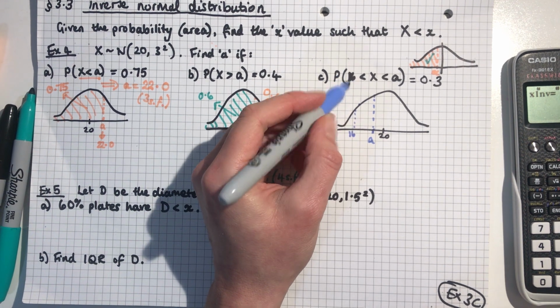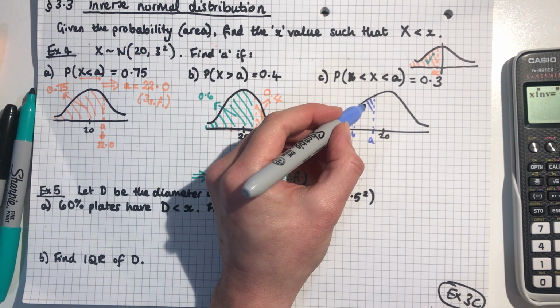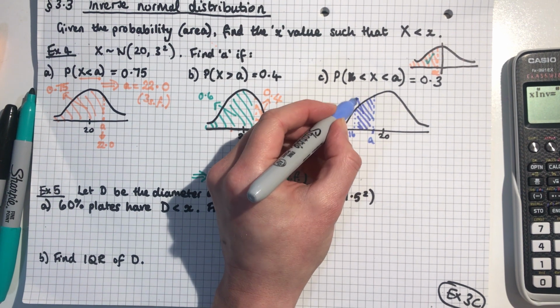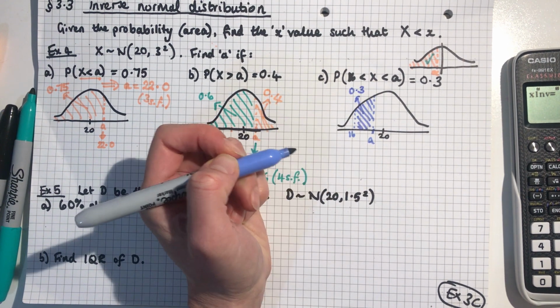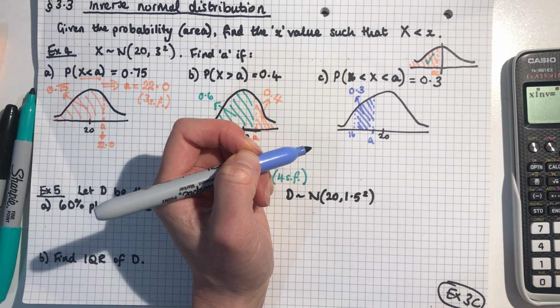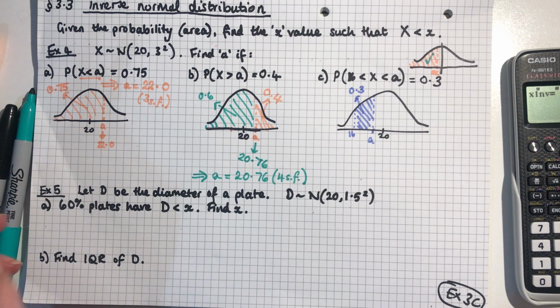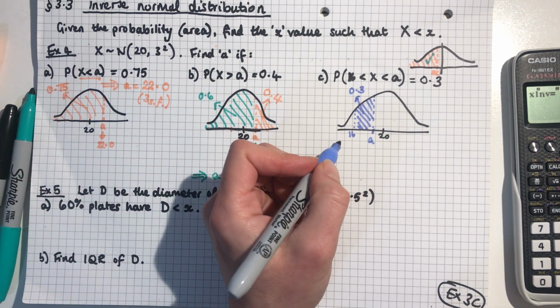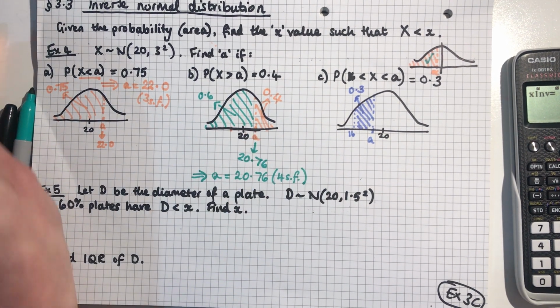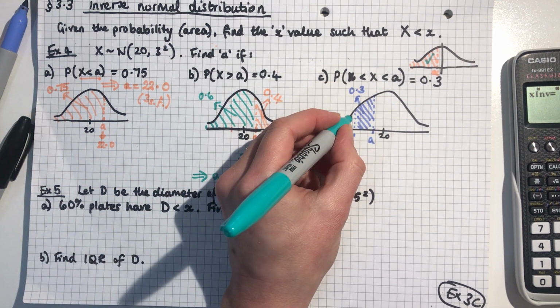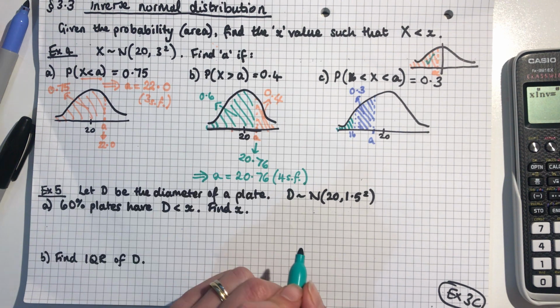But what do we know? We know that this area between the two is 0.3. Now, what could we get from our calculator? Let's have a think about this. On my calculator, I can work out areas less than a particular value. So I could work out, for instance, the probability that X is less than 16.